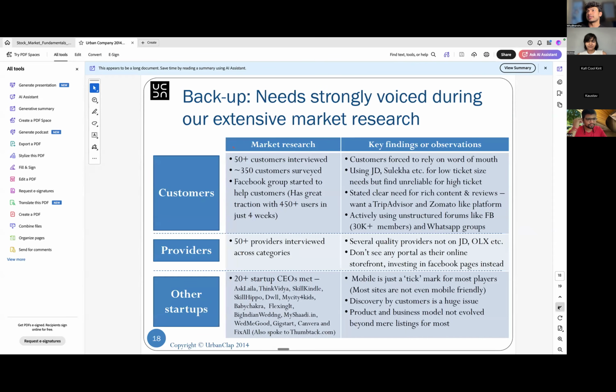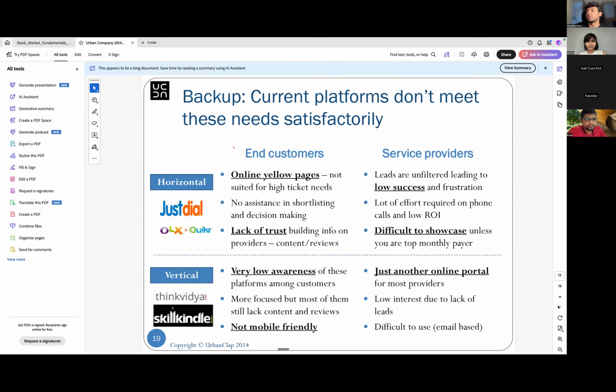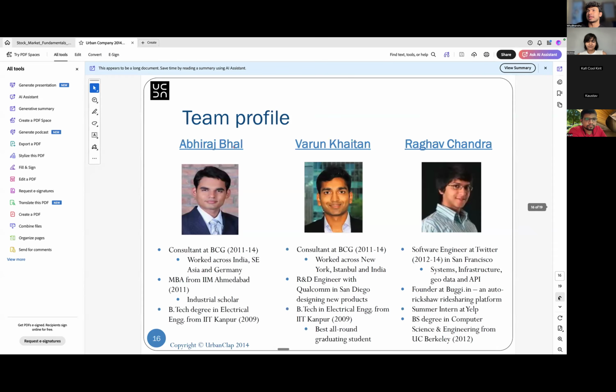And bada bum, some backup if you need. Needed strongly voiced during our extensive market research. This they didn't feel was worthy of their final thing, but just to keep in case something came up. That's that. That's our walkthrough for the VC landscape.